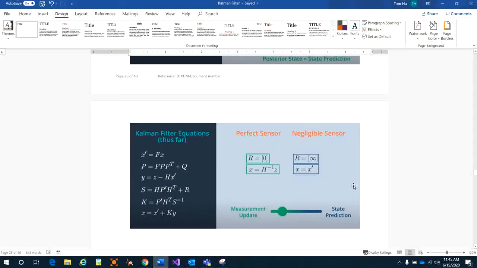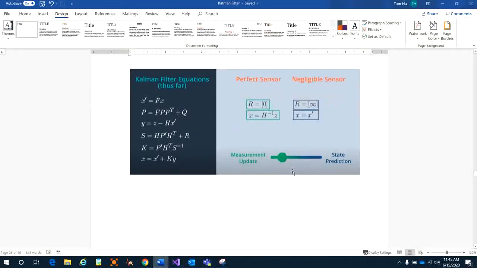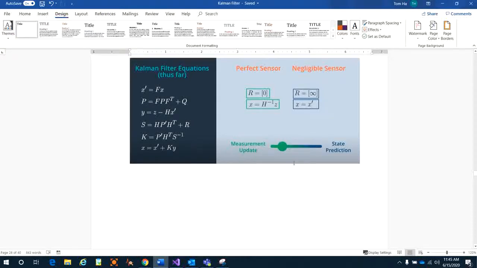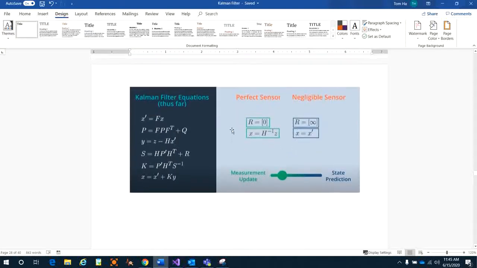So in general, we have the constraint right here. If we have the perfect sensor, the state variable equals the measurement update, equal to the measurement. Or in another way, we have a negligible sensor, a sensor that is so bad, so the state variable equals the state prediction, right? So in calculation, this Kalman gain is always in between these two, around here. So I just want to show you how the Kalman filter equation is correct in many ways.